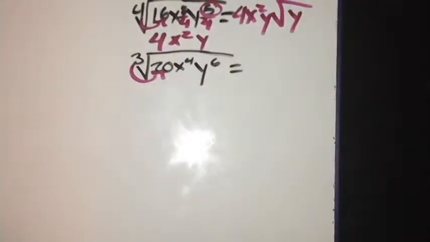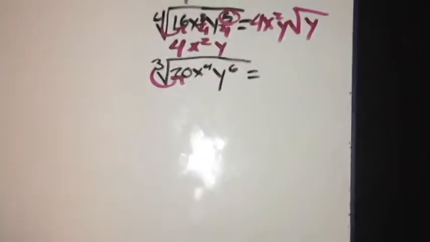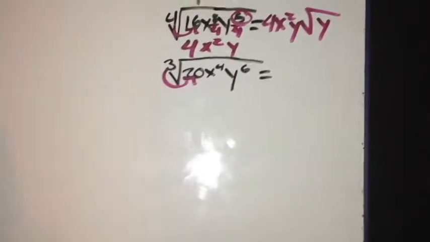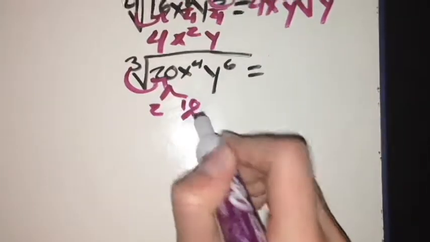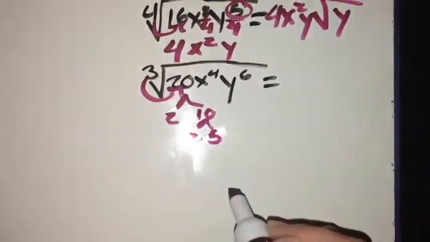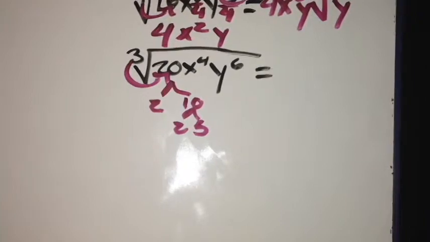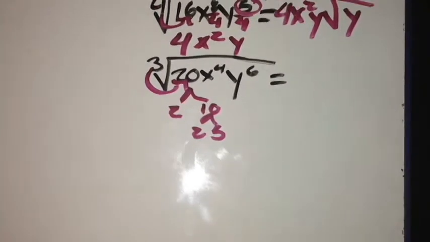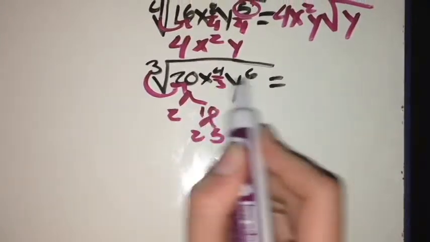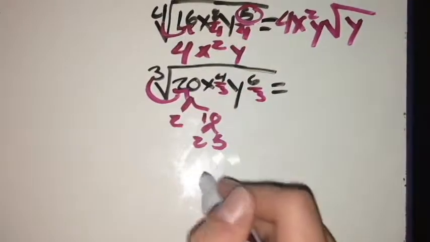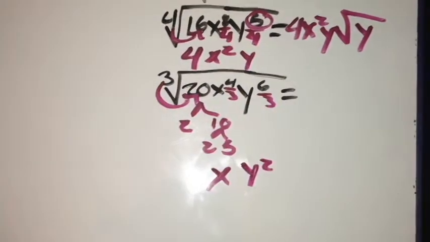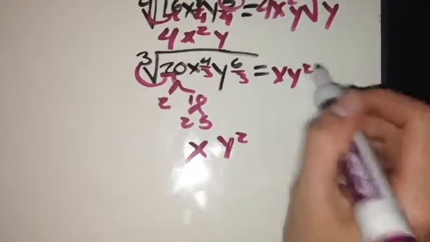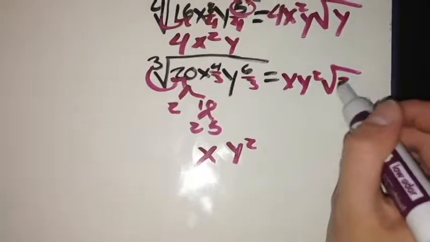Okay, so for the next problem, the cube root of 20x to the 4th y to the 6th. 20 is not divisible by 3. So what you have to do is simplify the 20 and find groups of 3. So the first thing you do is 2 times 10. 10 is divisible by 2 and 5. And there are no groups of 3. So you can't do anything with it. However, you can move on to the x to the 4th. And there's one group of 3 in it. So then you're going to have x outside of the radical. And then you're also going to have 2 groups of y outside the radical. So it's going to be x y squared outside the radical. And then inside the radical, you're going to have 20x.